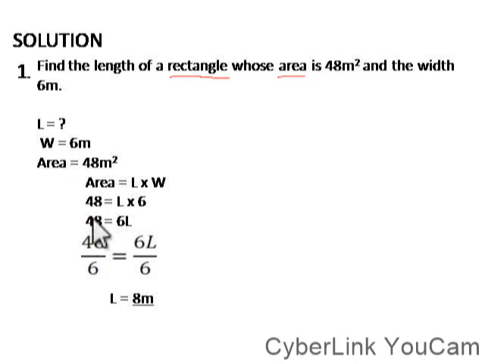Now we can bring down our 48 is equal to length times 6 will give us 6L. Then dividing both sides by the coefficient of L. What's the coefficient of L here? 6. So 48 divided by 6 is equal to what? 6L divided by 6. And 6 we divide 6. Then length is what we have here. 48 divided by 6 will give us 8 meters as our answer.